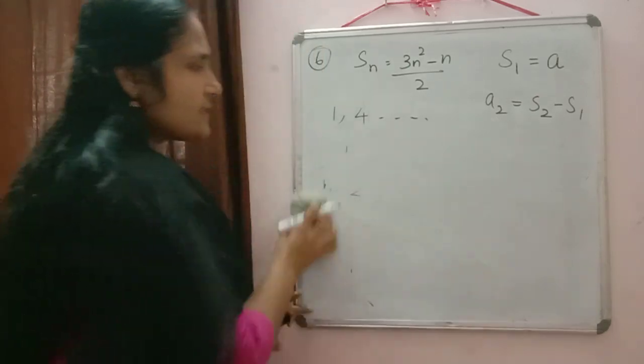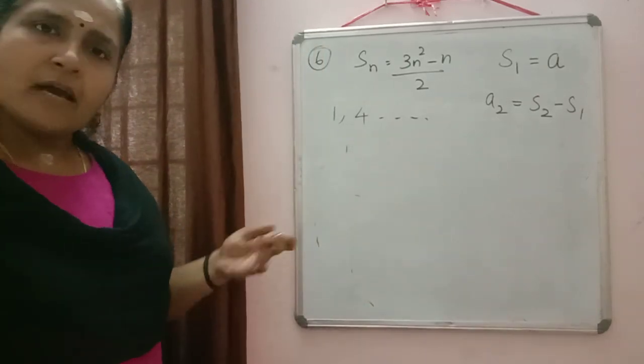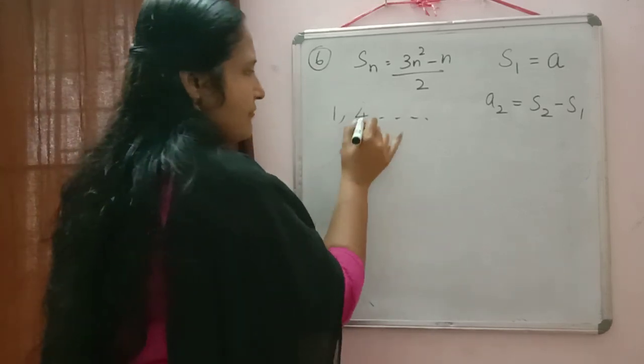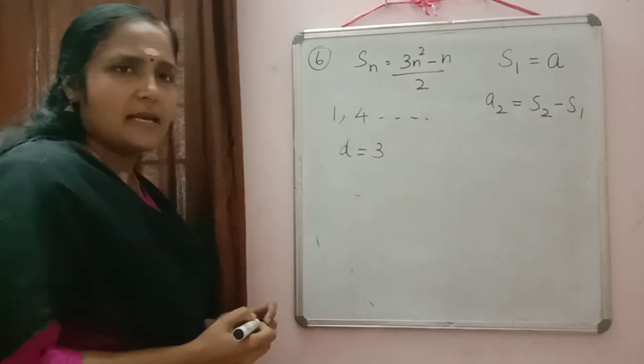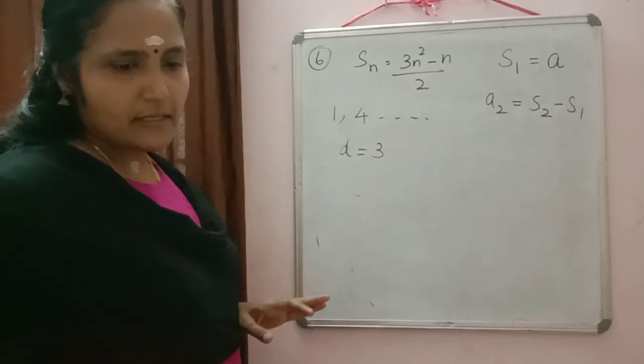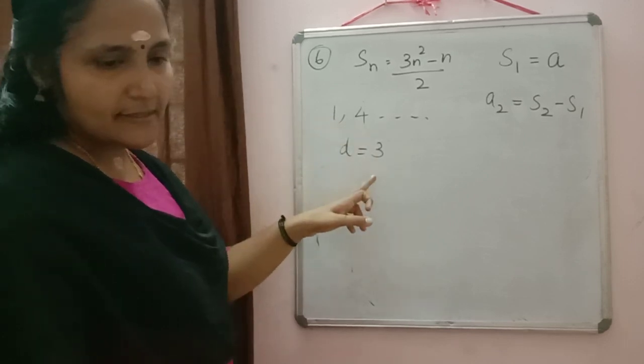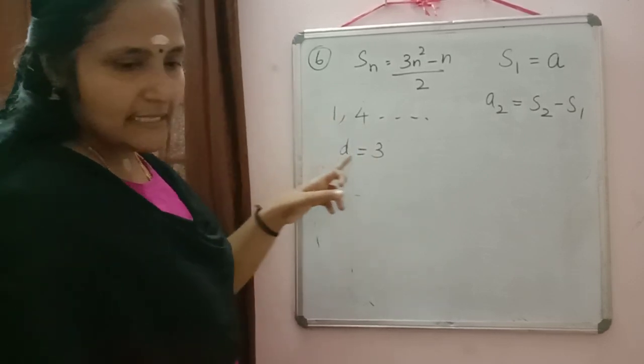So if we know the first and second term of the AP, we can calculate the common difference also. Yes, we have the common difference here. D is equal to 3. Now we can calculate any of the terms. So first part over. First term is 1, second term is 4, common difference is 3.